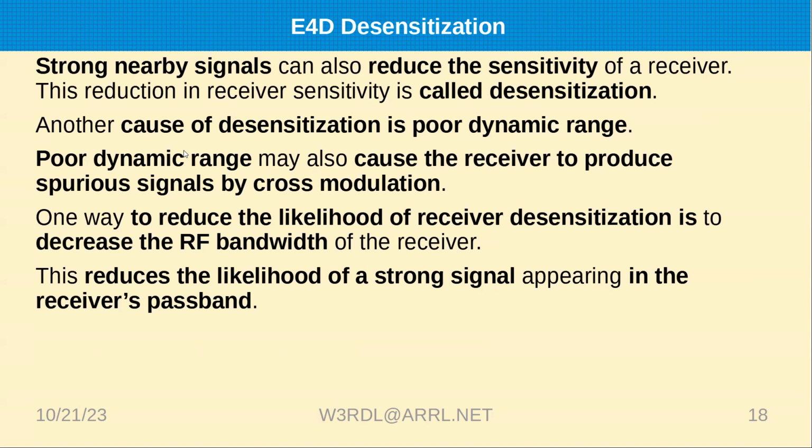Desensitization: if you've got a strong nearby signal, it can reduce the sensitivity of the receiver. It somehow affects the dynamic range, and I won't say that I really understand all of this, but I believe them. I'm not sure how it works. But it can also cause spurious signals due to cross modulation. And I guess part of it is we're overloading the receiver or the A to D.